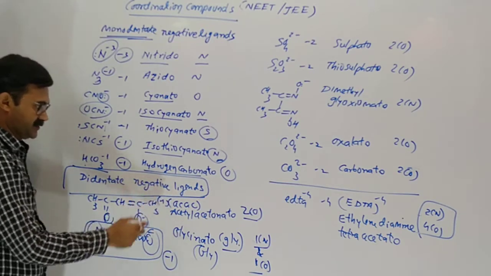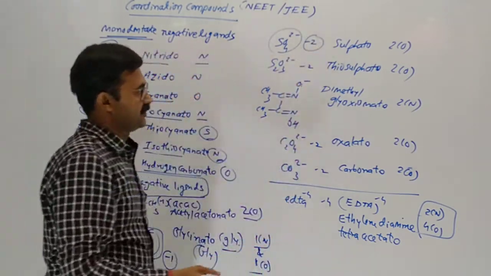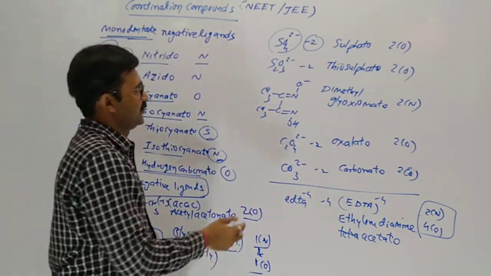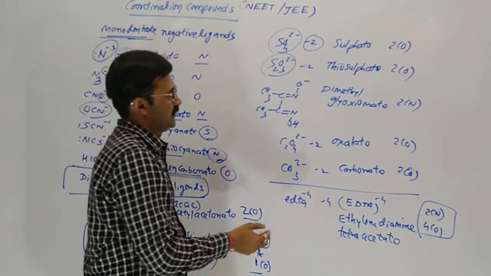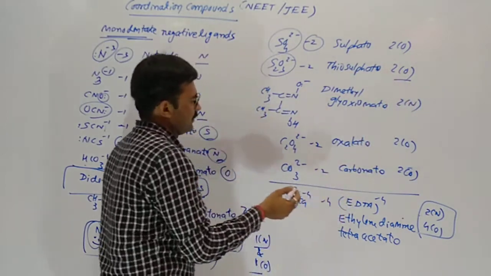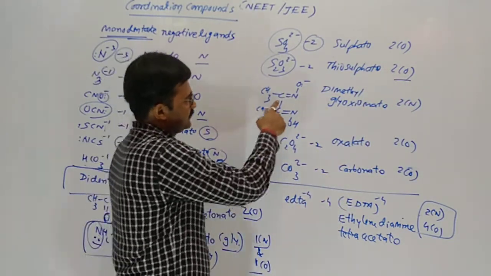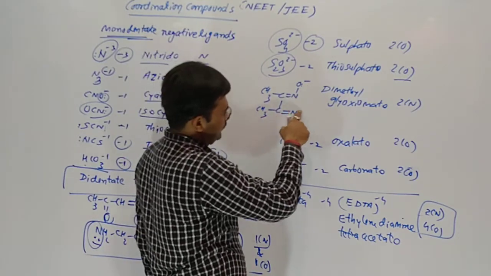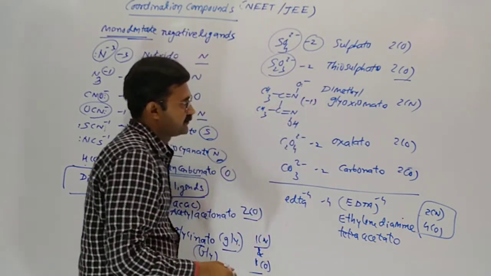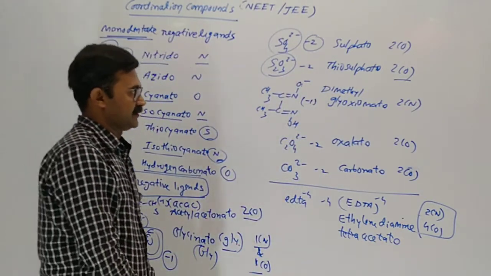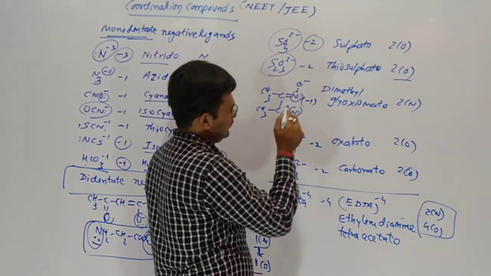Here it is also -1. SO4 2-, charge -2, is sulfato, with 2 oxygen donors. S2O3 2-, having charge -2, is thiosulfato, and 2 oxygen atoms are donors. Dimethyl, C=NOH, C=NOH. Here H is removed, so the charge is -1. It is dimethylglyoximato, and 2 nitrogens are the donors.